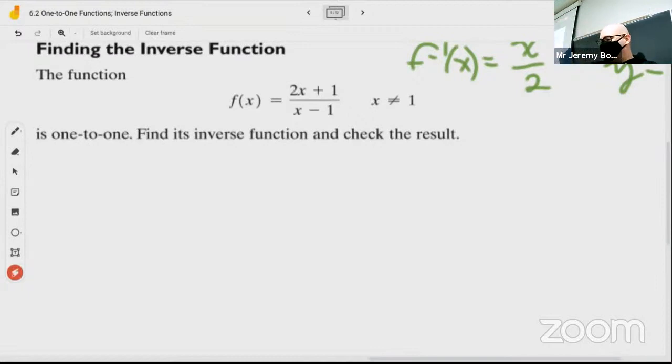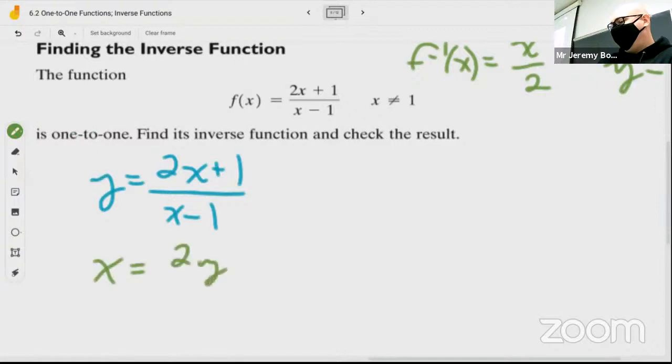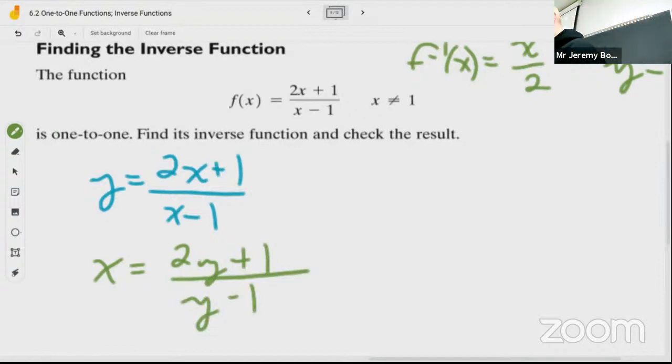Let's start off with the first step, right? We're gonna replace f of x with y. So we'll have y is equal to 2x plus 1 over x minus 1. And so when we swap the x and y, just like you're saying, we're gonna swap every x with every y. So what you end up with is x is equal to 2y plus 1 over y minus 1.